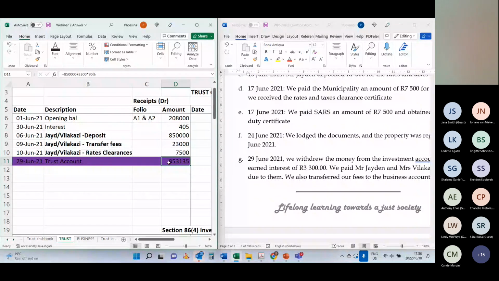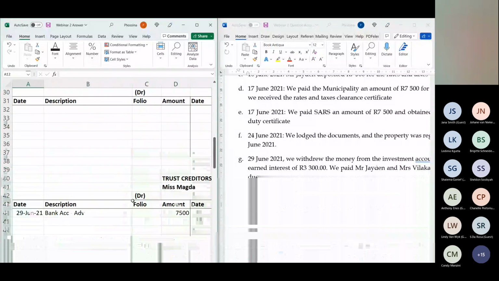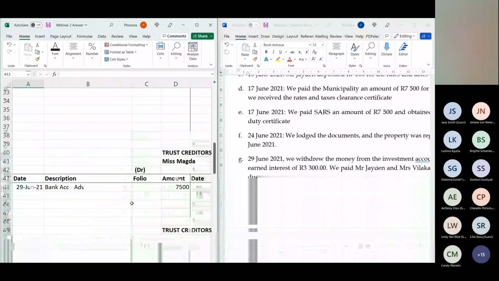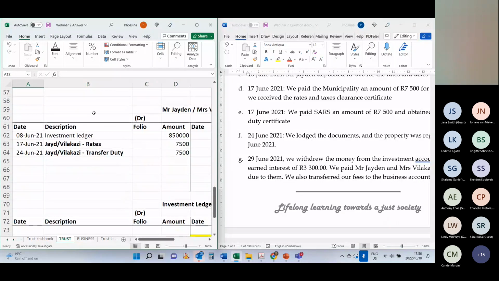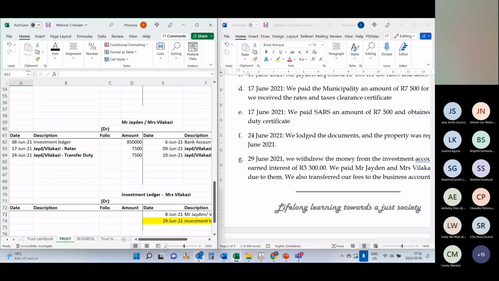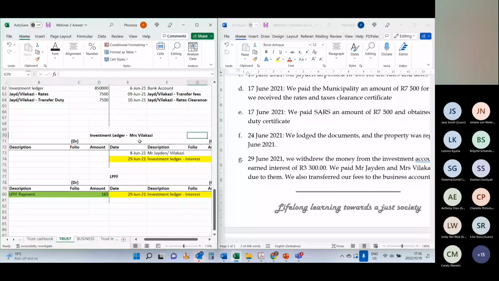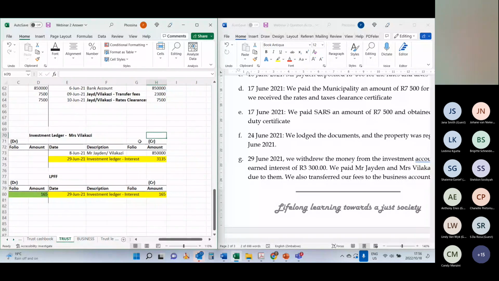Let's move on. We have paid, and now we want to close. I'm going to minimize so that we can see. We are going to close this, our investment ledger. Remember now our investment account is closed. So we don't need an investment ledger anymore because the money is now in the trust account. So we are now closing it as well. 29 June 2021.